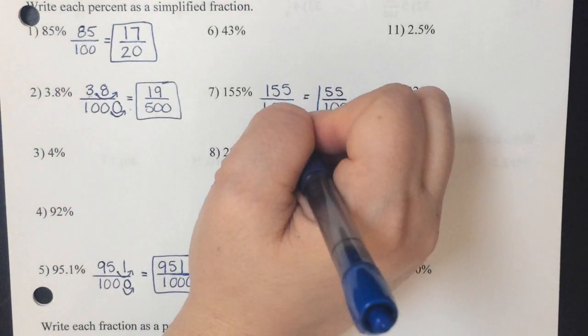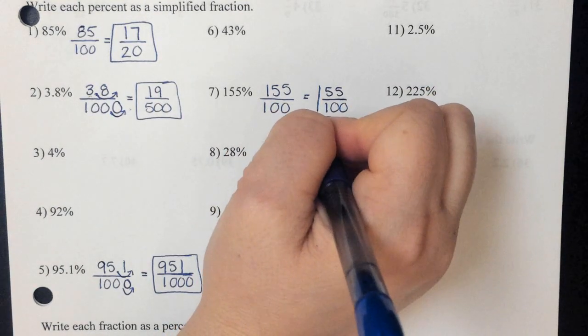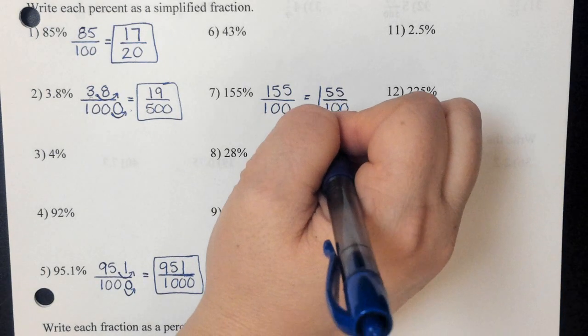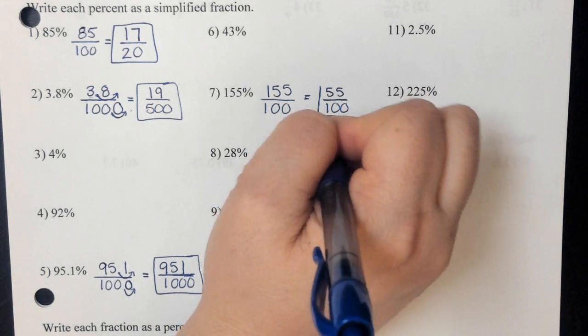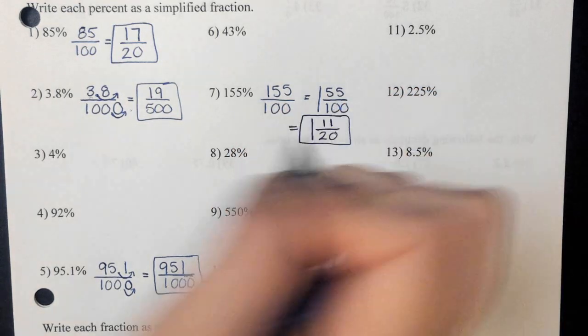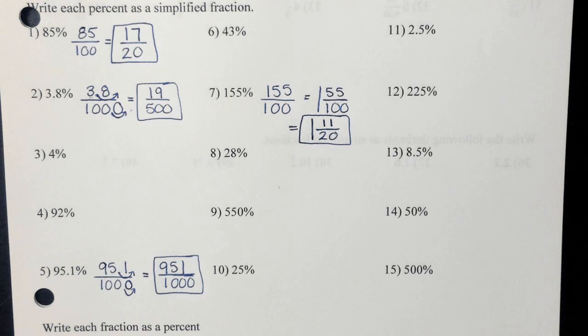Absolutely. We definitely need to simplify that still. So my 1 stays there. I can divide these by 5. 55 divided by 5 is? 11. And 100 divided by 5? 20. Okay. All right. Are there any questions about that?